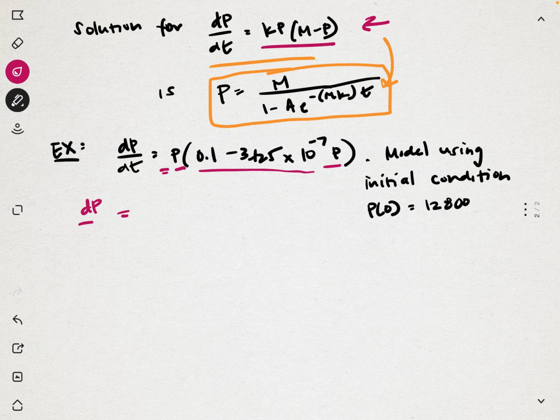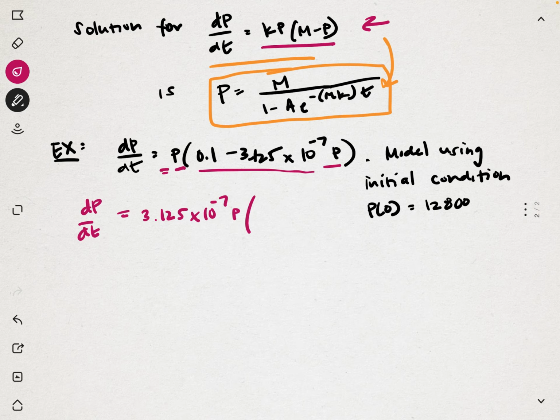So dP/dt, we're going to take 3.125 times 10 to the negative 7 outside with our P. But we're going to have to divide it out from each part.